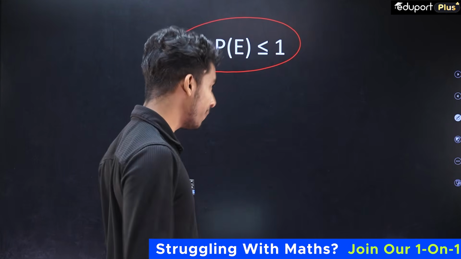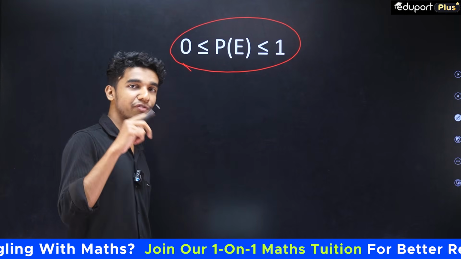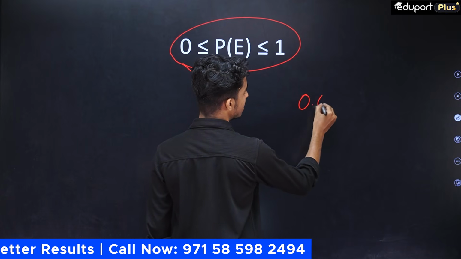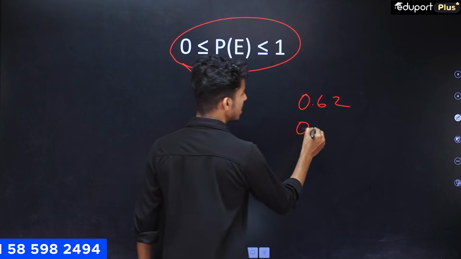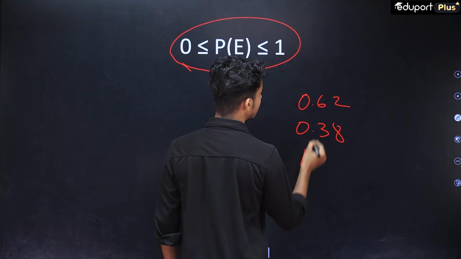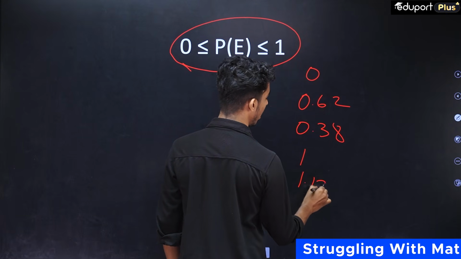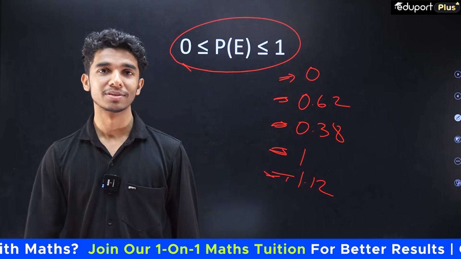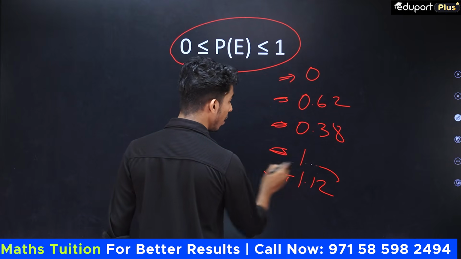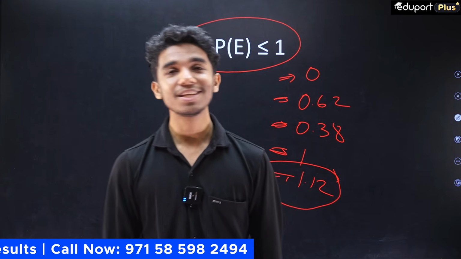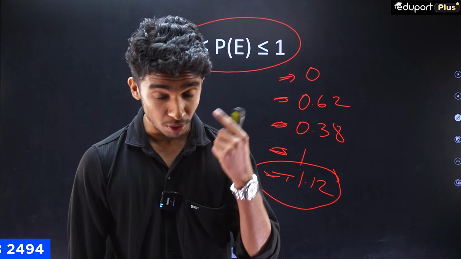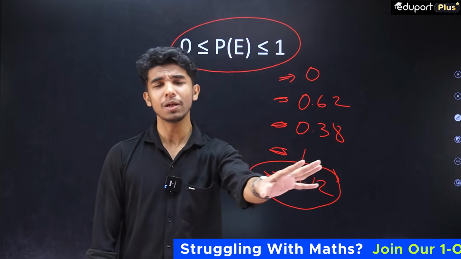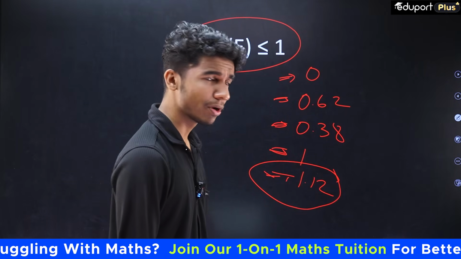And in your previous year's question, they asked which of the following is not a probability of an event, and they gave options like 0.62, 0.38, 1, 0, and 1.12. Which one will you choose? You have to choose 1.12, because there is no probability value that is greater than 1. It will always be between 0 and 1. So you have got the point.